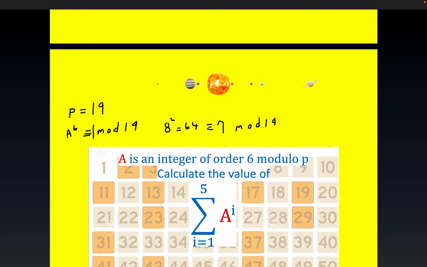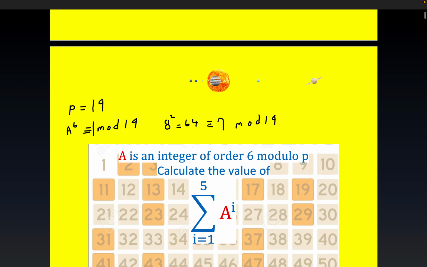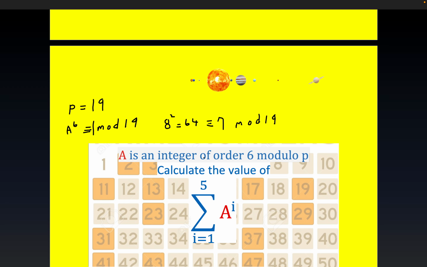Now, the reason why that's true is, just think of it like this. 64 minus 7 is a multiple of 19, namely 57. 64 minus 7 is 57, and 3 times 19 is 57. 57 can be thought of as 0 also in mod 19 speak. Now, from here, we're still trying to get the order. You see, this is not equal to 1, right?